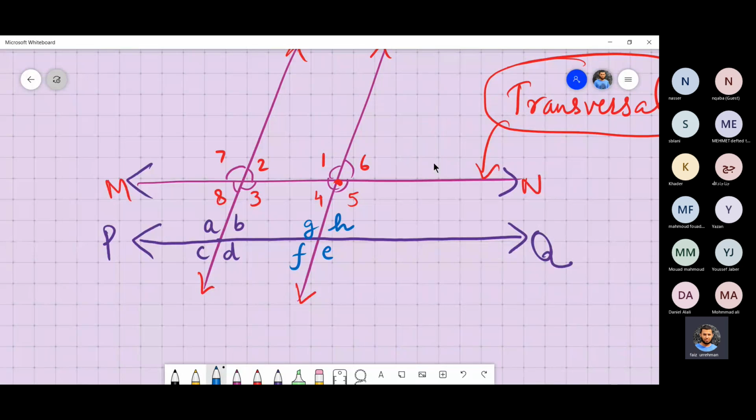What is the corresponding of G in purple color? A. I think Khidr understood the concept. Now Khidr will not answer. He understood the concept. Now Jad will answer.